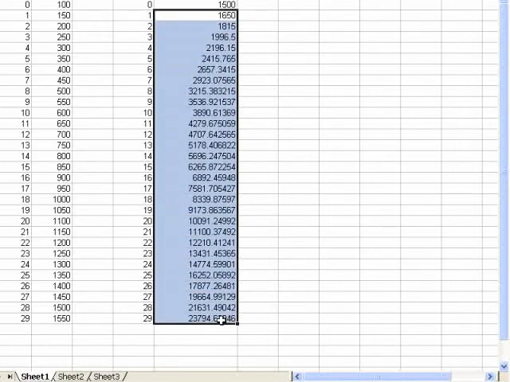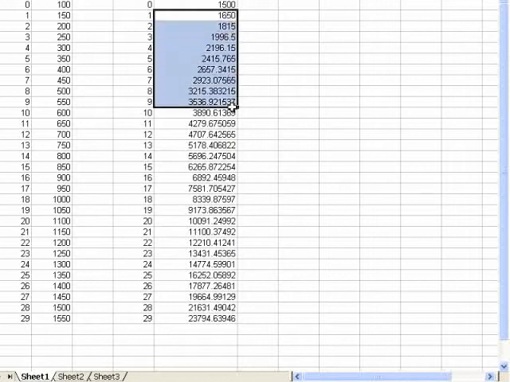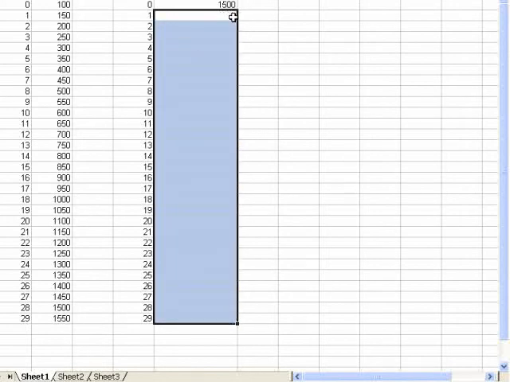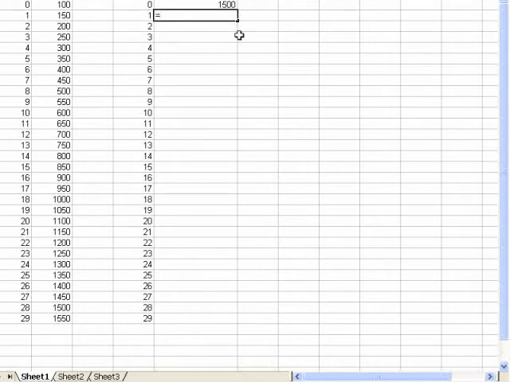That's growing as though it was 10%, right? Because remember, I multiplied by 1.1, but I don't want that. I want to grow at 5% here. This is now 1500. Now there's two ways I can do this. I can say 1500. I can say the previous cell times 1.05, right?